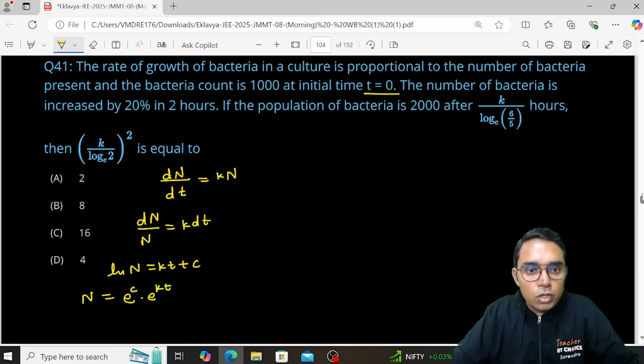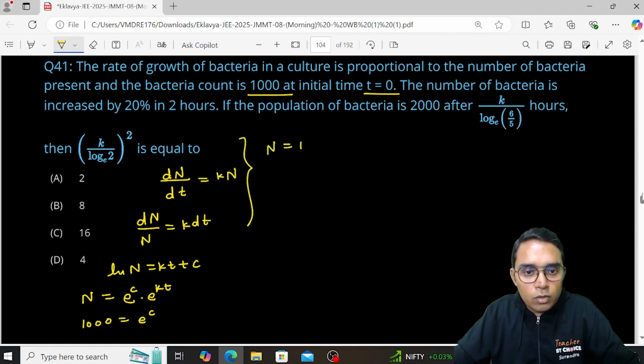Like at t equal to 0, the bacteria count is 1000. So n will be 1000 when t is equal to 0. So e power c becomes equal to 1000. So from that we get n equal to 1000 into e power kt. Also we are given that the number of bacteria is increased by 20% in 2 hours. So n will actually be equal to 1200 because it increases by 20%. So 1200 at t equal to 2, so 1000 into e power 2k. So from this we get e power 2k to be equal to 1.2.